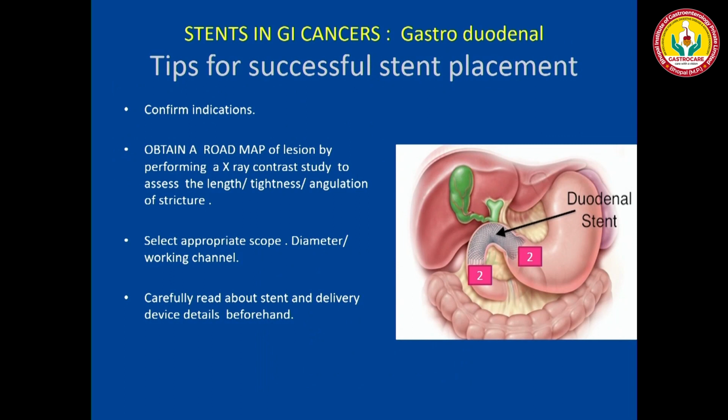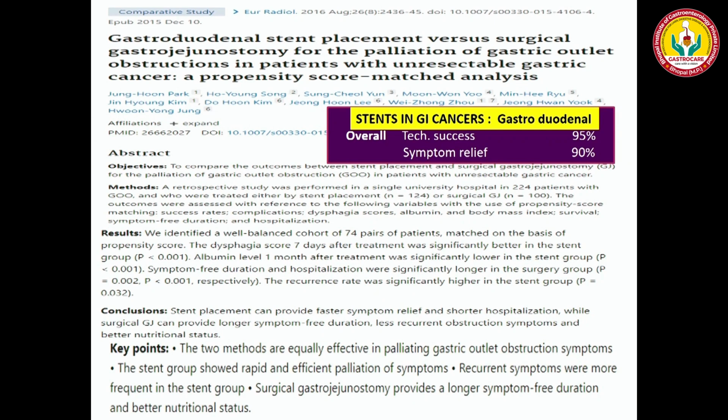There are tips for successful stent placement, and the overall technical success of gastroduodenal stent placement is about 95%. There are different studies in the literature. There are plenty of studies which have compared gastrojejunostomy and duodenal stent placement.